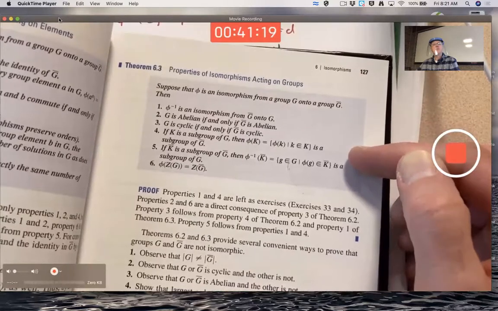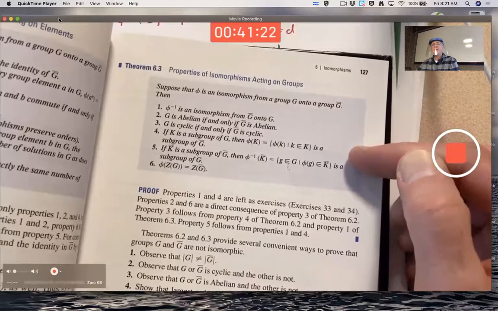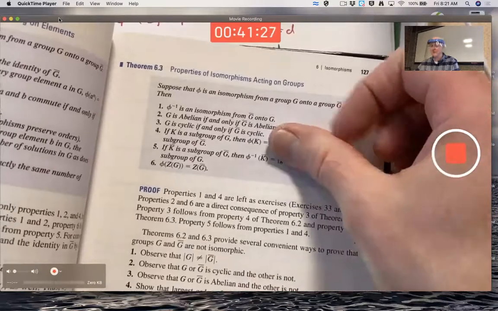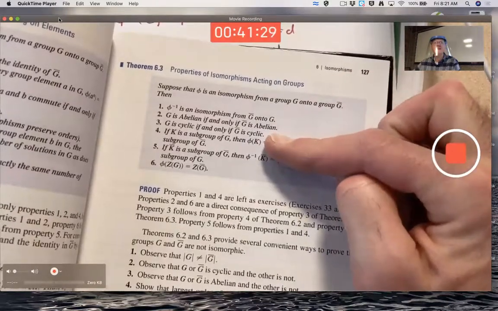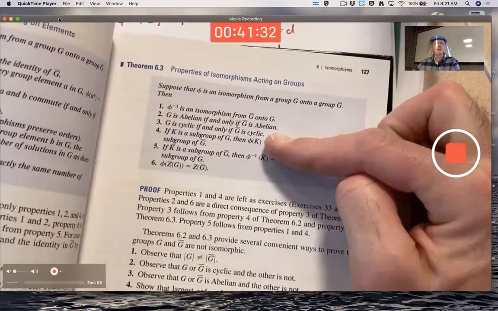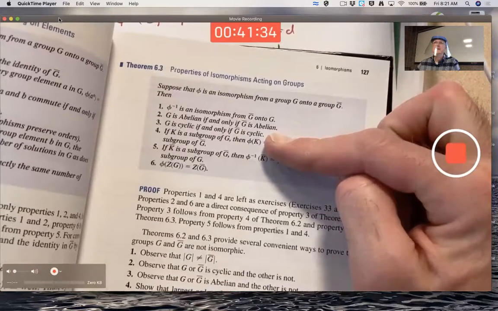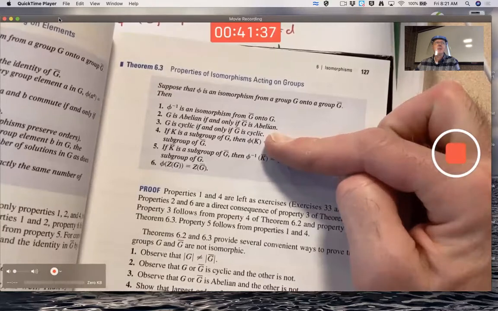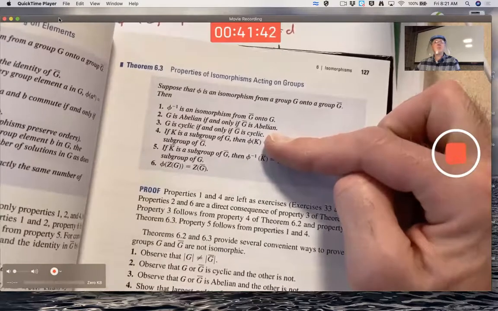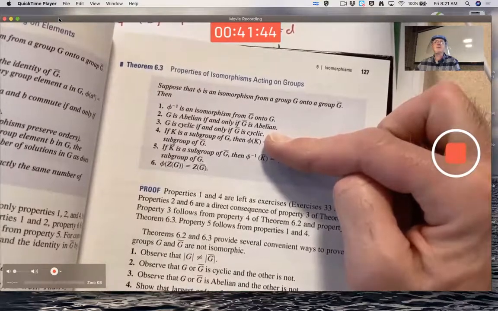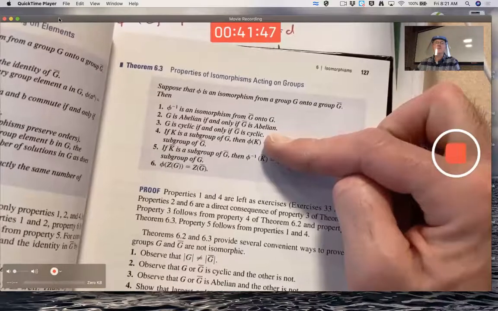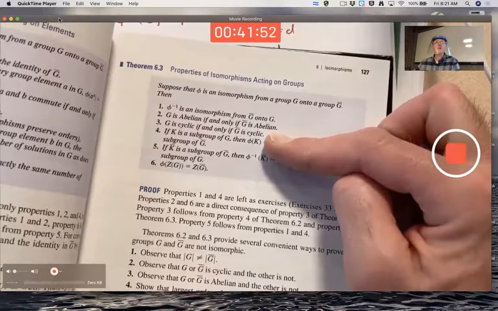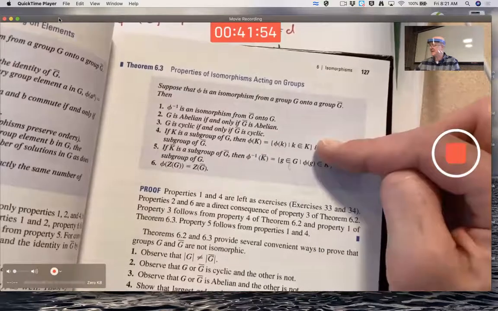If K is a subgroup of G, then phi of K. Wait a minute, how can you find phi of K? How can you plug capital K into phi if K is a subgroup of G, not an element? Well, it's a trick question. You can't plug a subgroup of G into phi when you think about it in the usual way, at least. However, if you think of this in a new way as being this set, then you can.